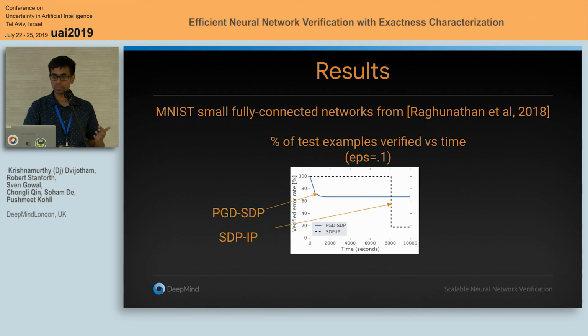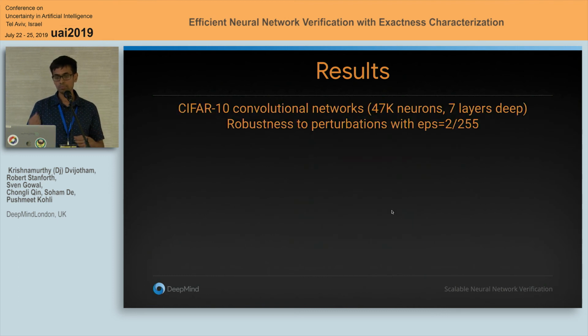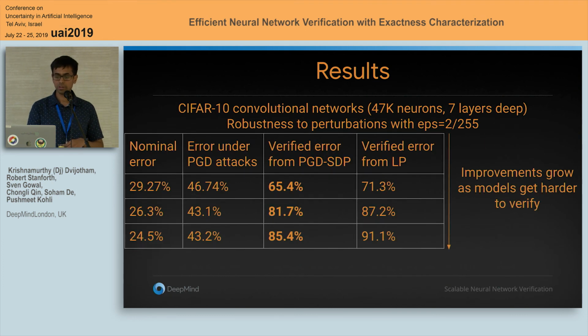So I'm going to quickly skip through some results. We're going to compare to the standard semi-definite programming relaxations on small fully connected networks. And there we can see that our relaxation is able to achieve a tighter bound on the verified error rate very quickly, whereas the semi-definite programming relaxations take much longer.